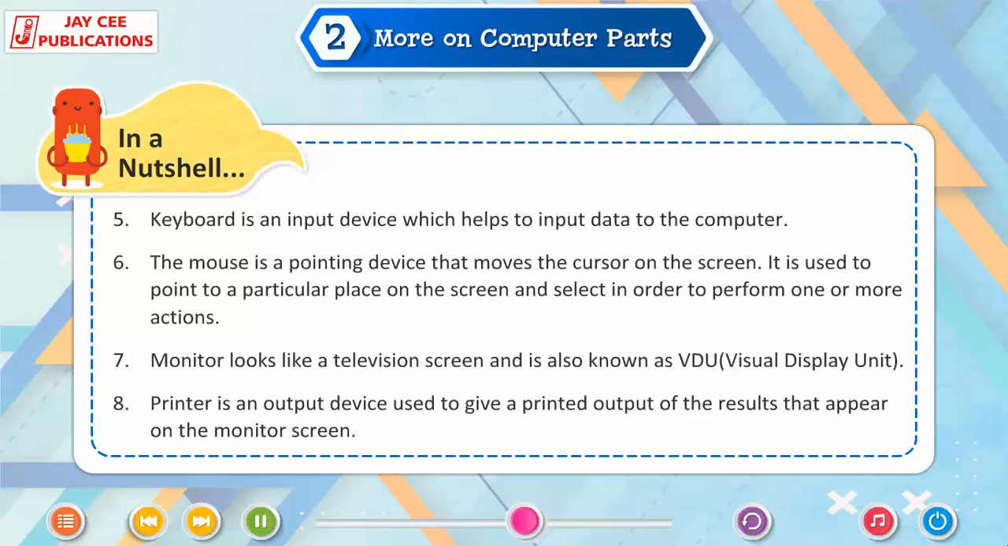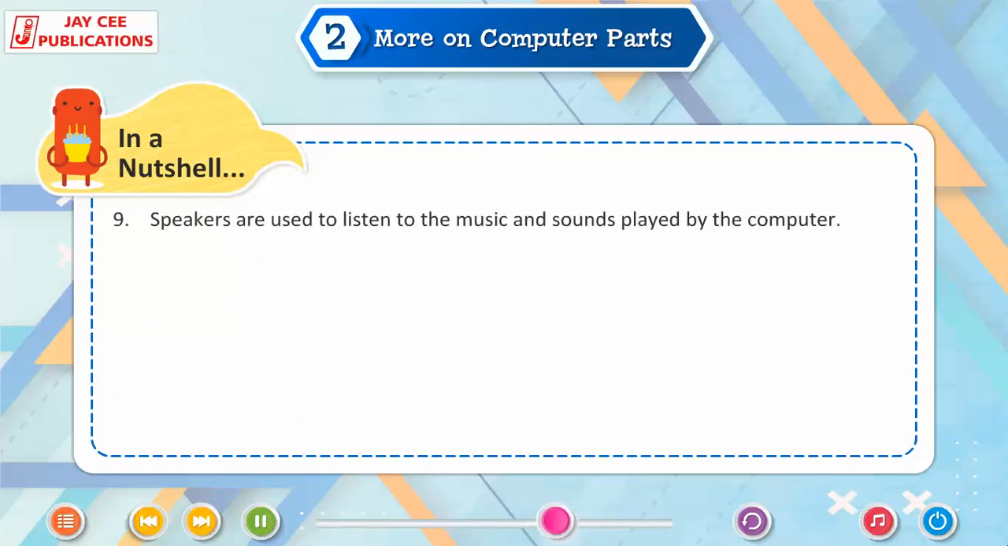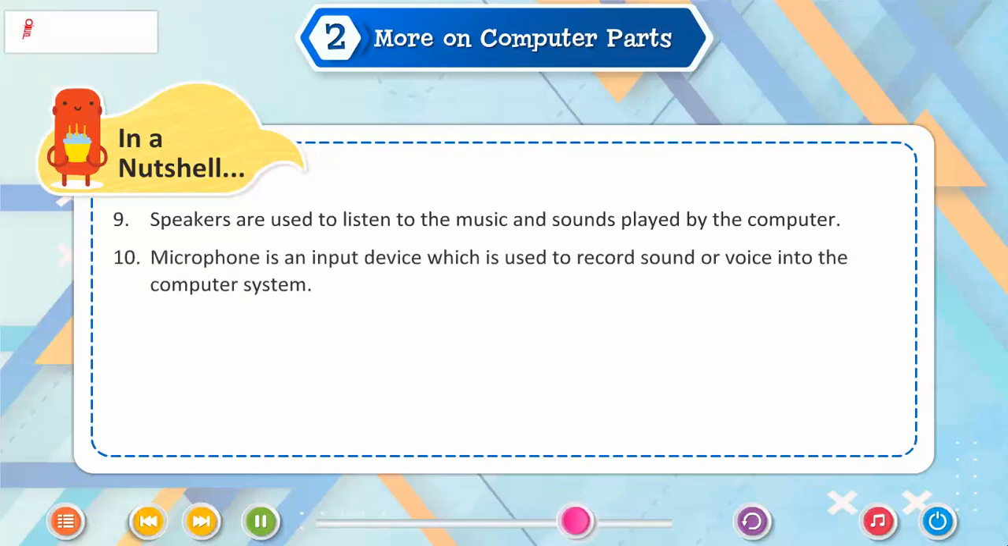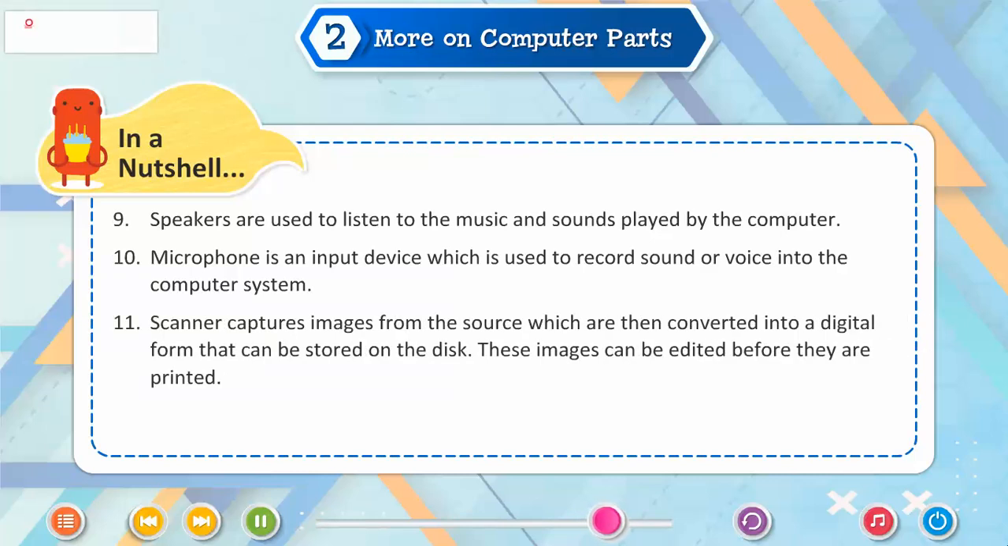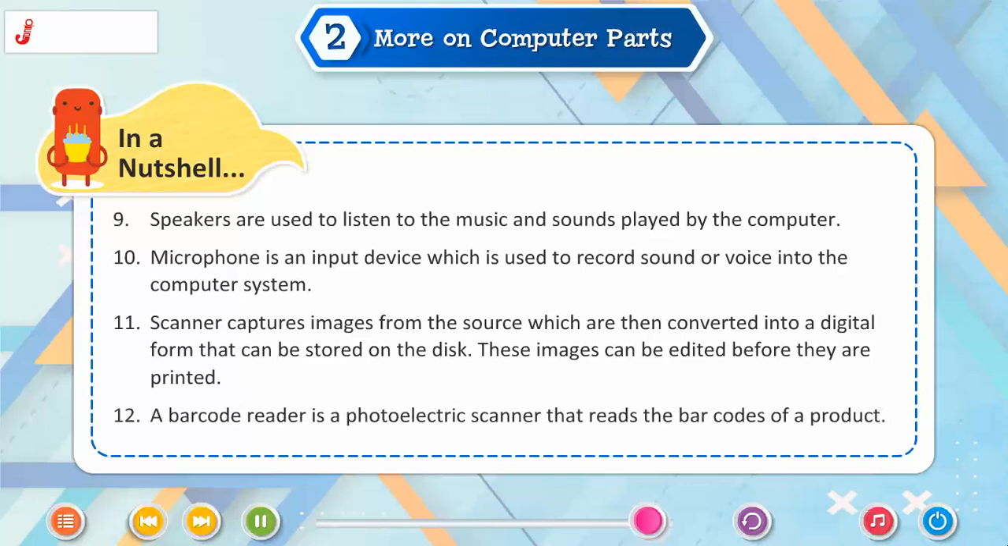8. Printer is an output device used to give a printed output of the results that appear on the monitor screen. 9. Speakers are used to listen to the music and sounds played by the computer. 10. Microphone is an input device which is used to record sound or voice into the computer system. 11. Scanner captures images from the source which are then converted into a digital form that can be stored on the disk. These images can be edited before they are printed. 12. A barcode reader is a photoelectric scanner that reads the barcodes of a product.